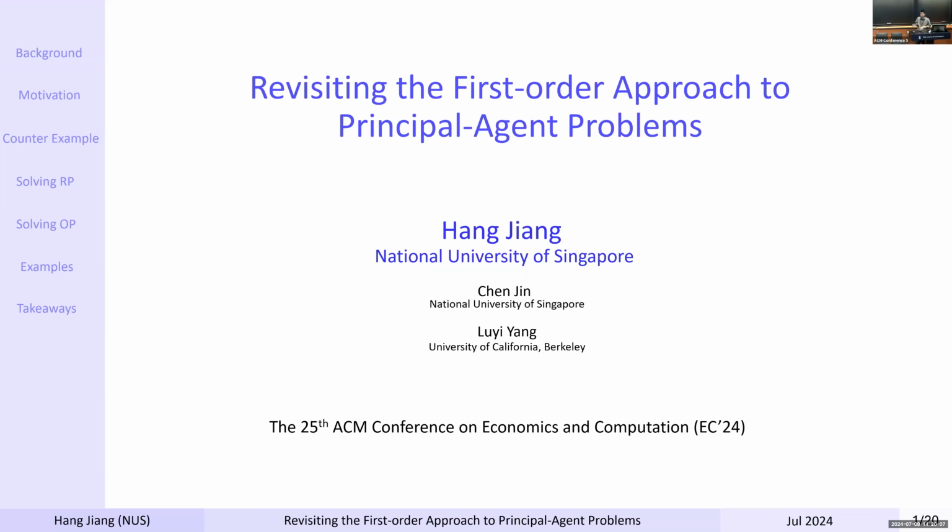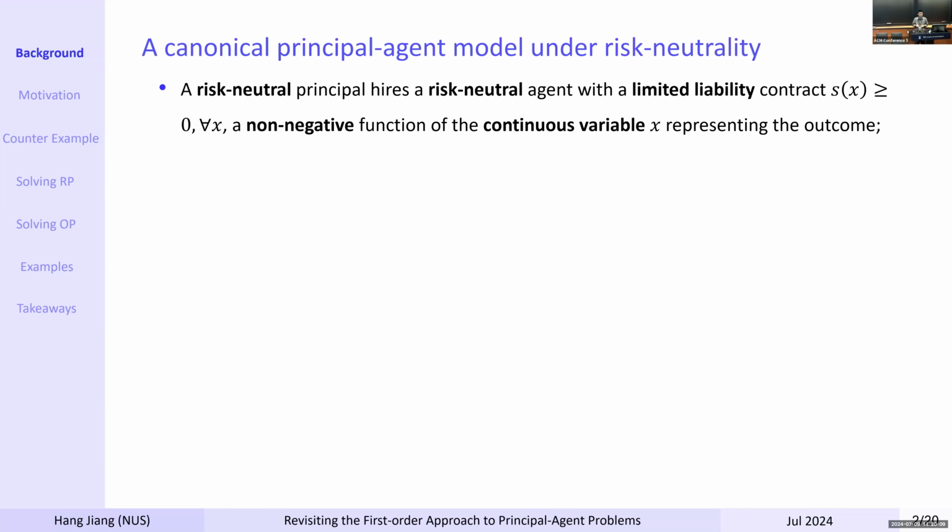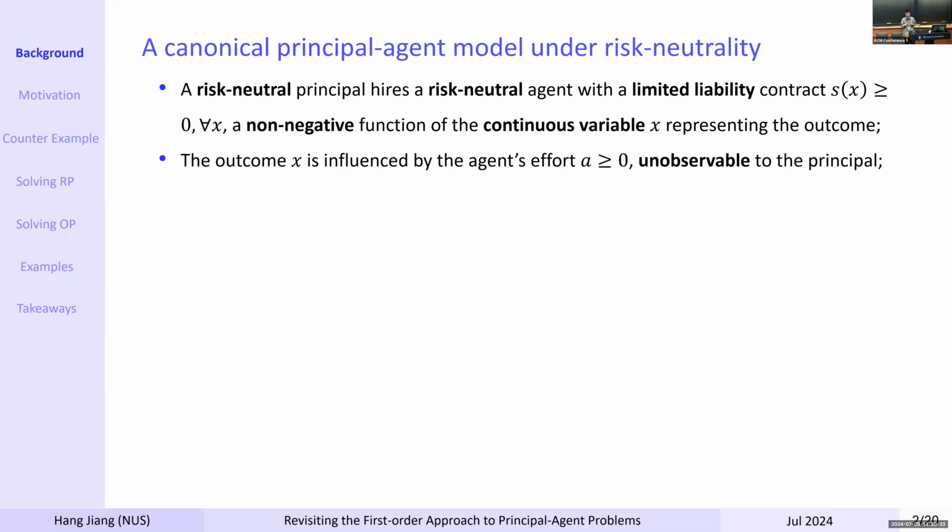So let's go straight to the model setting, because the principal-agent problem is what we adopted, and I think almost everyone here knows what the principal-agent problem is. In this model, a risk-neutral principal hires a risk-neutral agent with a limited liability contract, S(x). We use S(x) to denote the contract, a non-negative function of the continuous variable x representing the outcome. The outcome x is influenced by the agent's effort a, which is unobservable to the principal.